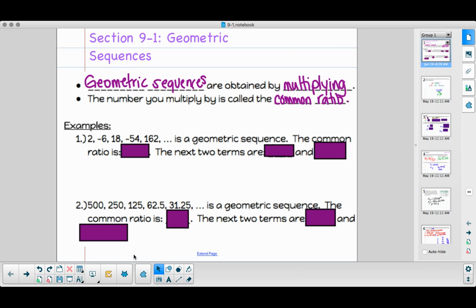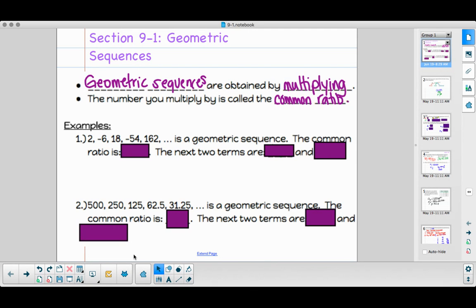Hi everyone, today we're going to review geometric sequences. If you remember back to chapter 4, we learned about arithmetic sequences already this year. An arithmetic sequence was a sequence where you obtain the next number by adding the same number every time. That number was called the common difference.